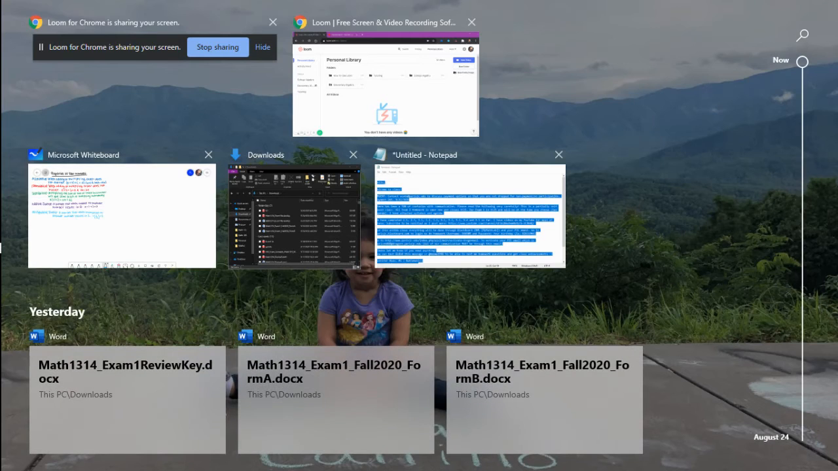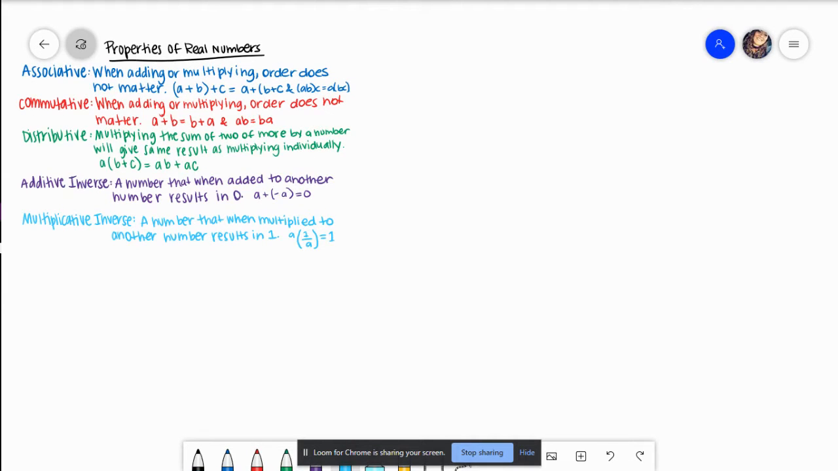We are going to look at properties of real numbers. So I've gone ahead and I've written everything. Here are some properties that we will be using a lot of for the rest of the semester. Okay, so the very first one that we have on here is associative.